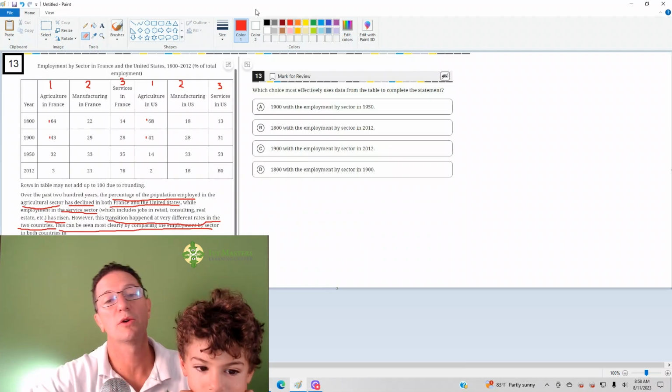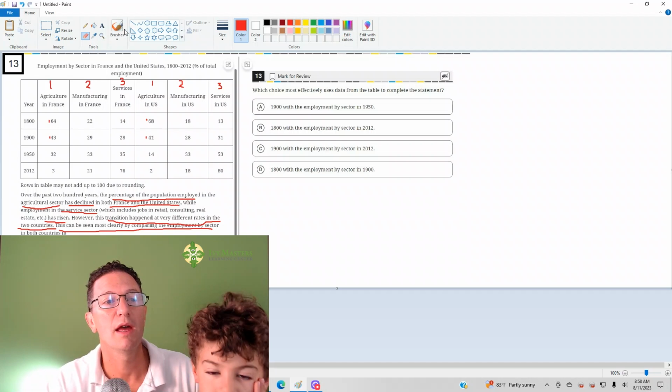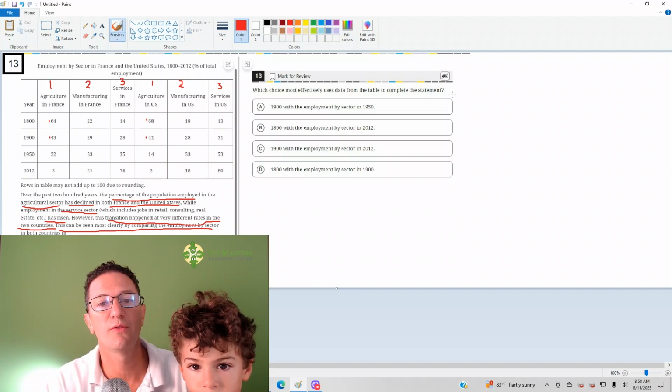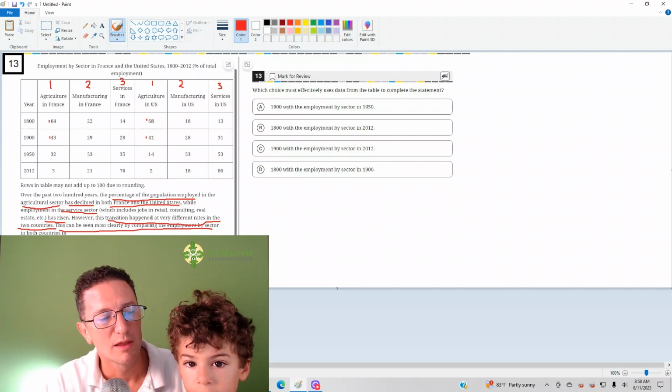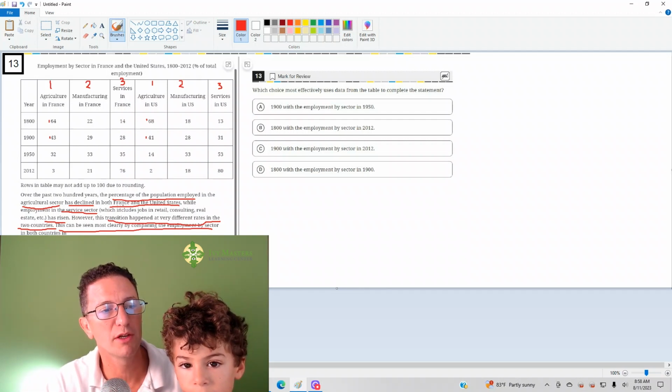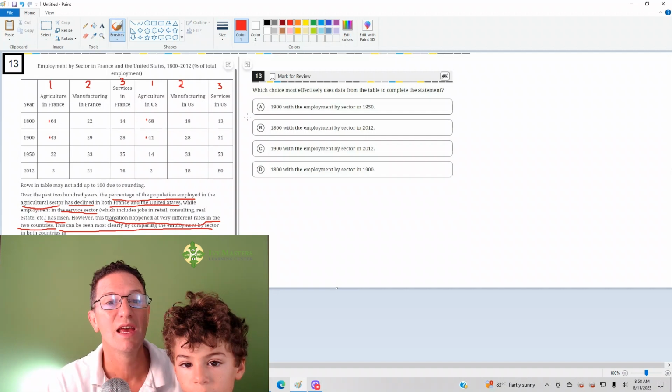This is the 13th question from the Digital SAT Test 1 Module 1 from the Bluebook app, and it's asking which choice effectively uses data from the table to complete the statement. Based on the passage, it's saying the percent of population employed in the agricultural sector has declined in France and the United States, and in the service sector it's risen, but the transition happened at very different rates. This can most clearly be seen by comparing employment by sector in both countries.